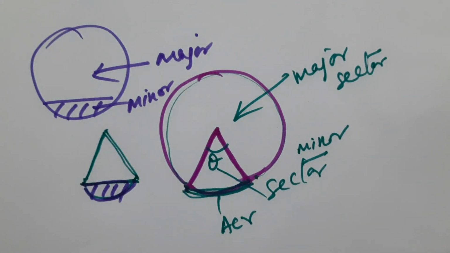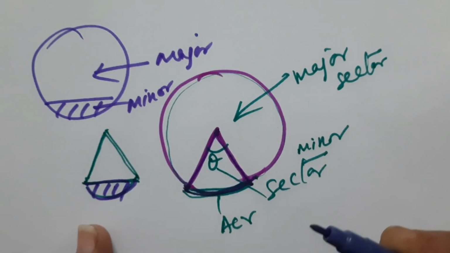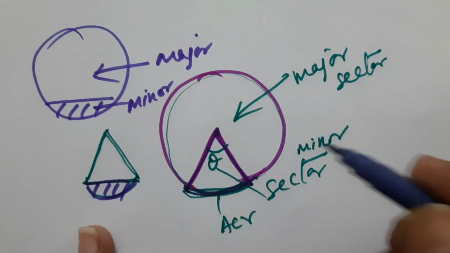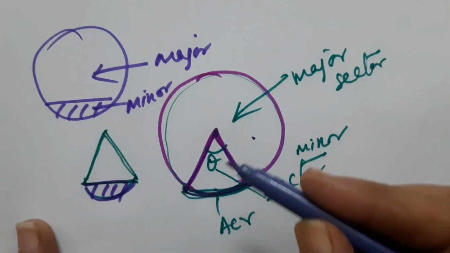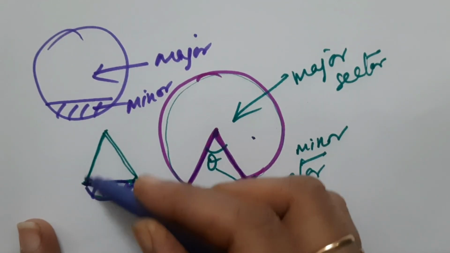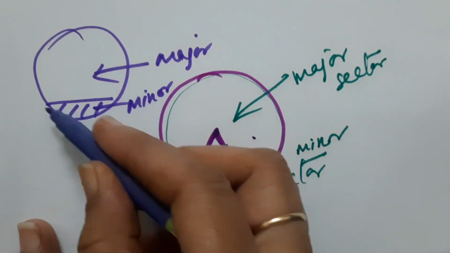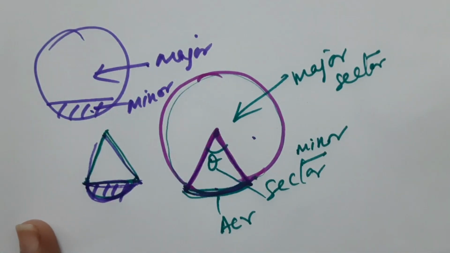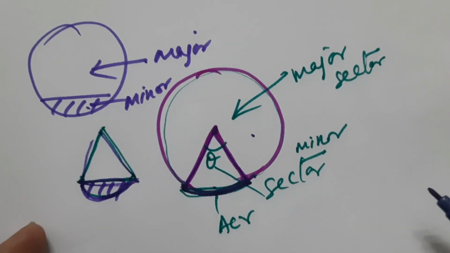So these are the few topics which you need to remember in this chapter. What is a sector? The part enclosed between the two radii and an arc is a sector. There are two sectors, minor sector and major sector. Out of the sector, if we remove the triangular part, then it is called a segment. So two segments are there, minor segment and major segment, and there are two arcs, minor arc and major arc. So let's start with the formulas, and how to remember them.